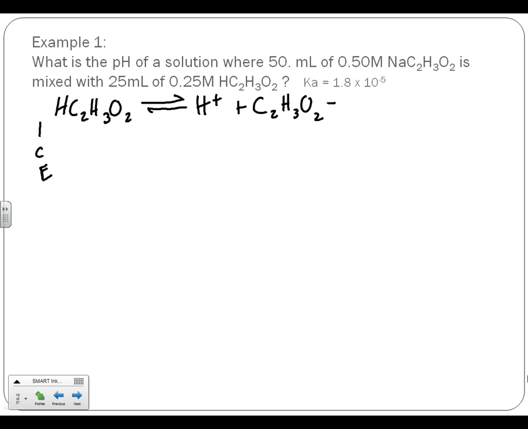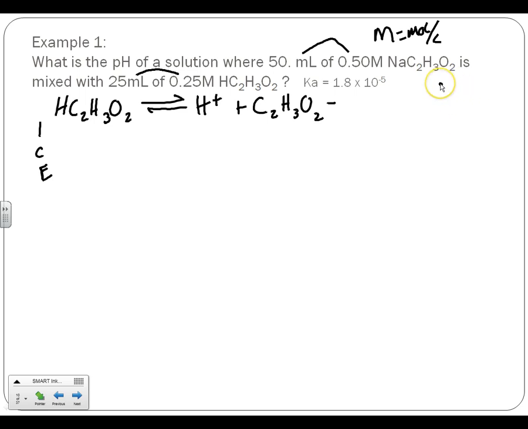Since I've got two different molarities and two different volumes, the first thing I have to do is go to the mole. I must convert to moles. I'm going to figure out how many moles of this I have, and how many moles of this I have. Remember that molarity is moles per liter. Since volumes are additive, when I mix these two things together, I'm going to have a new volume of 75 milliliters. So my first step is to figure out how many moles of sodium acetate I have and how many moles of acetic acid I have.